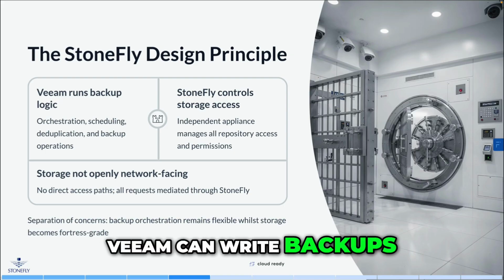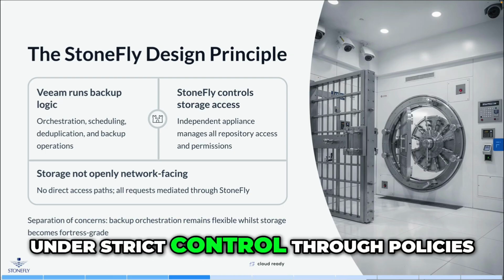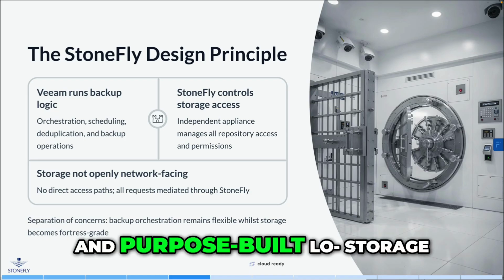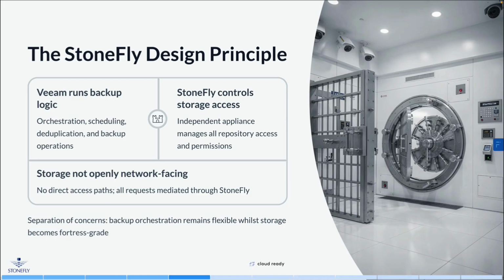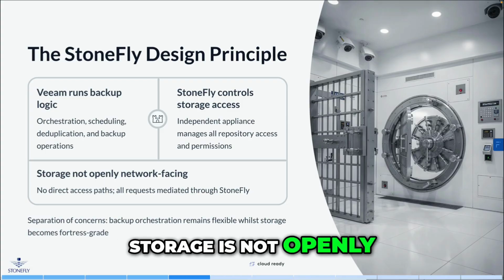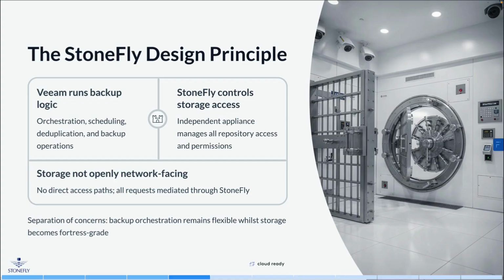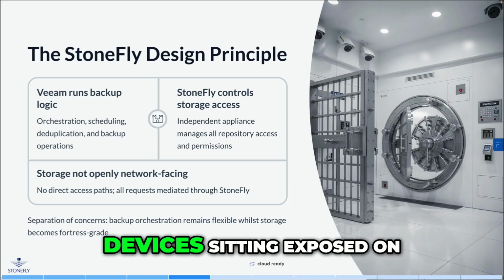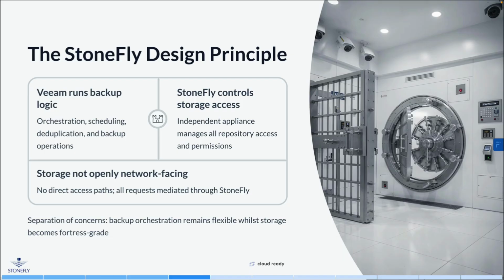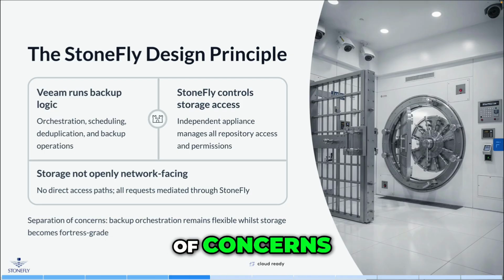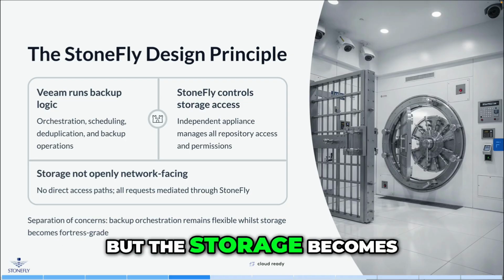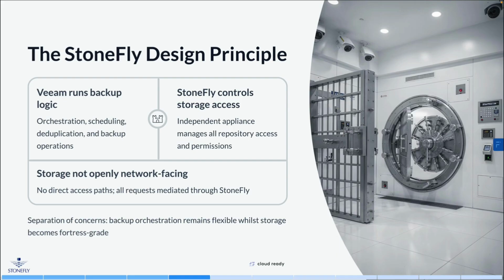Veeam can write backups, but it does so under strict control through policies, enforcement, and purpose-built storage logic. That leads to the final point. Storage is not openly network facing. There are no generic file shares or block devices sitting exposed on the LAN. This is the separation of concerns. The backup orchestration stays flexible, but the storage becomes fortress grade.